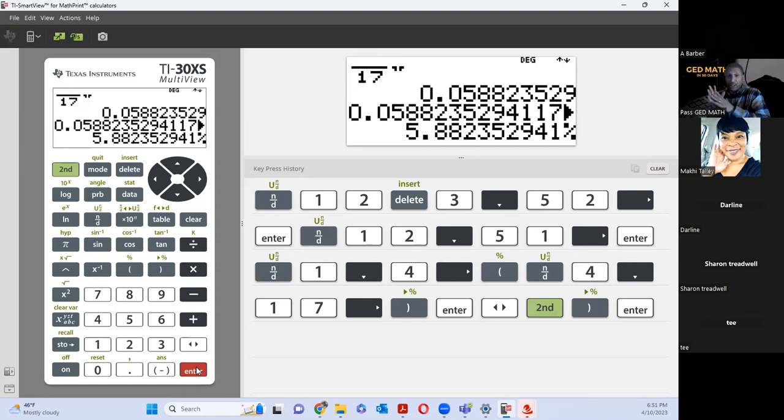Compound probability. More than one event, you're multiplying the two together. So the probability of the first event, the simple probability of the second event, then you multiply them together.